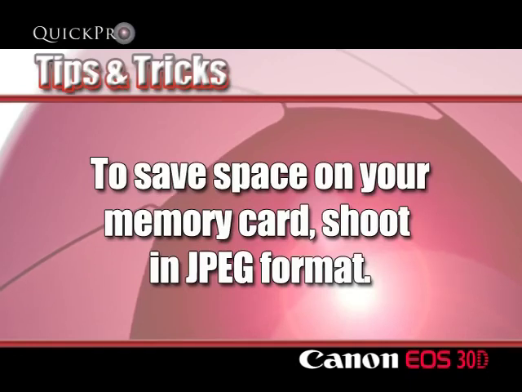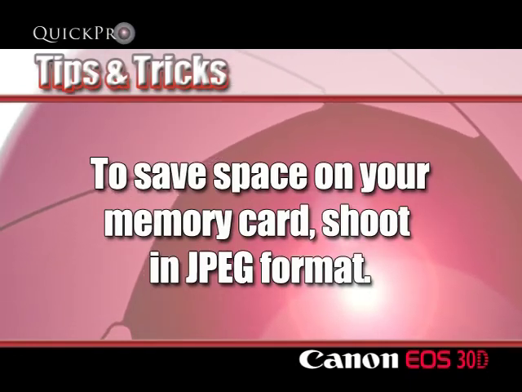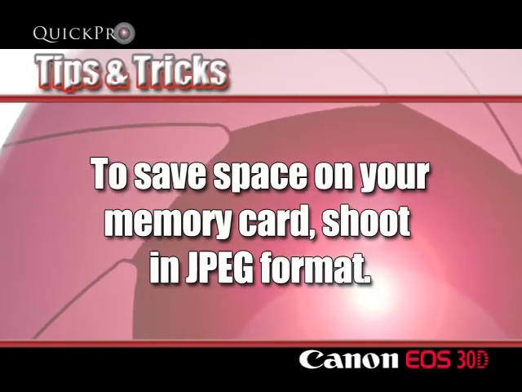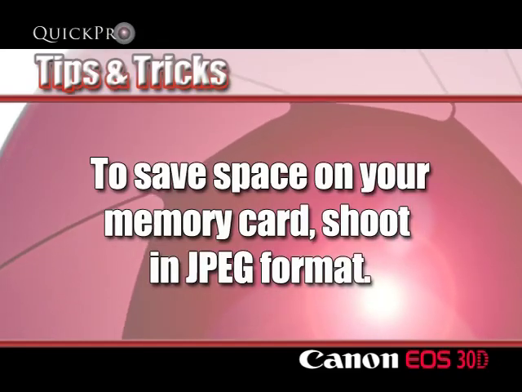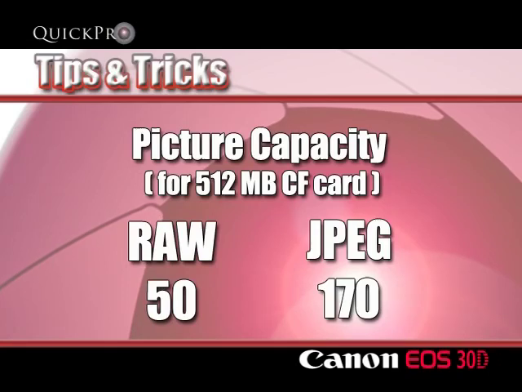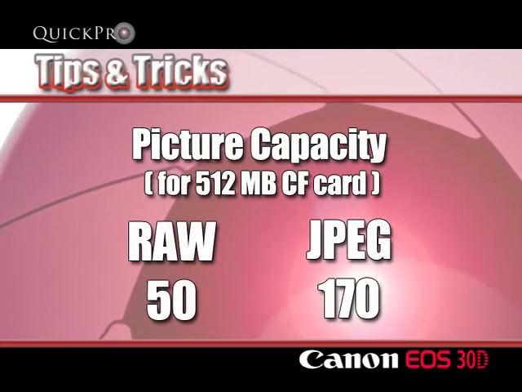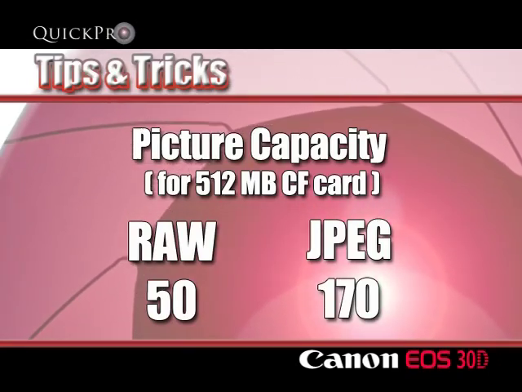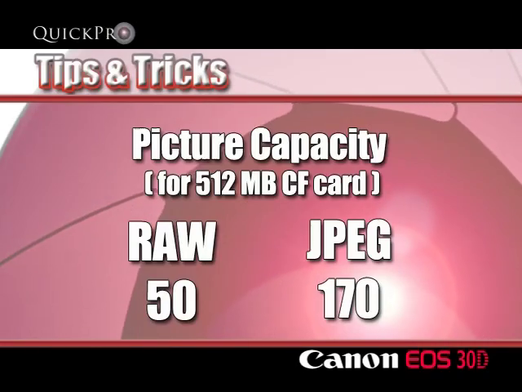JPEG is a compressed file format. It retains an amazing amount of quality and can be edited with photo manipulation software also. Use this format if you have less space or don't need to do a lot of touching up of your photos. The number of photos available with a 512 megabyte memory in the RAW format is 50. In JPEG, it's 170.